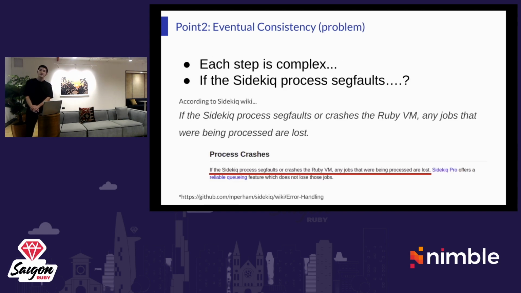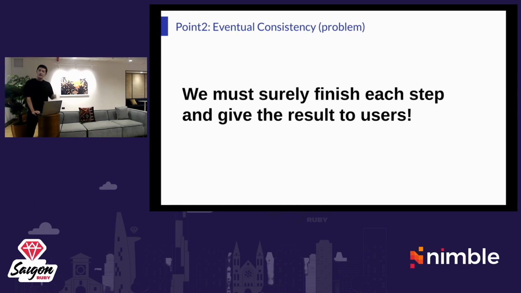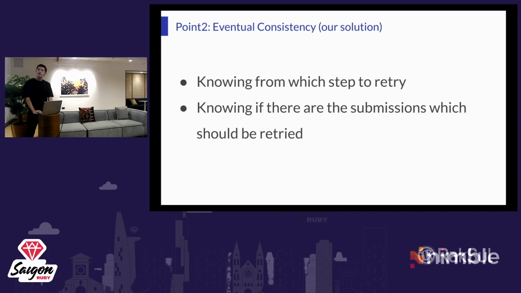The problem is each step is very complex, and according to the Sidekiq wiki, if the Sidekiq process stops or crashes the Ruby virtual machine, any jobs that were being processed are lost. So it matters. Our requirement is we must surely finish each step and give the result to users. To achieve this requirement, there are 2 points: knowing from which step to retry, and knowing if there are submissions which should be retried.